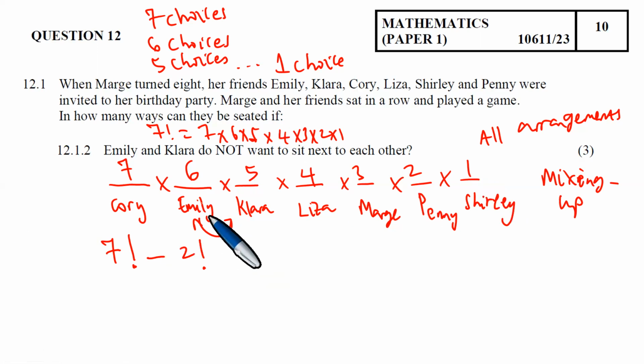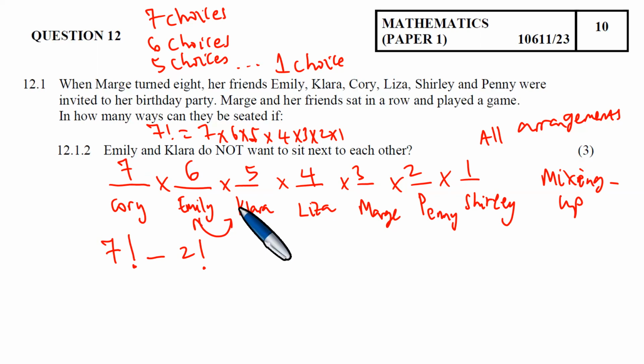Once we take Emily and Clara, then we're left with 5, because there are 7 altogether. But remember that once we have those 5, then we have 5 plus these guys that we have organized.